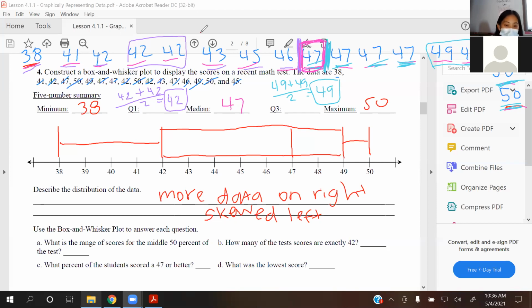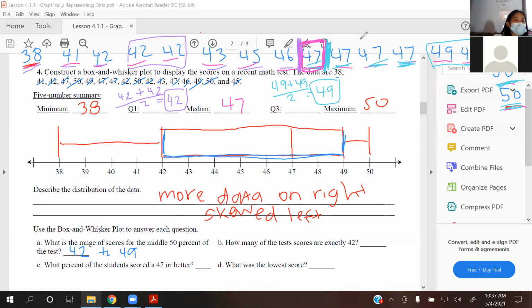Okay, so now we're going to use this box and whisker plot to answer each question. What is the range of scores for the middle 50% of the test? The middle 50% of the test is literally this box. So what is the range of the middle 50%? Well, it starts at 42 and then it ends at 49. So it starts at 42, ends at 49.